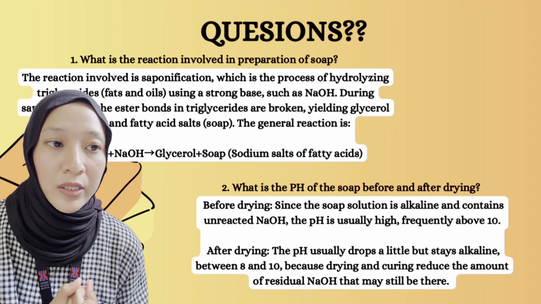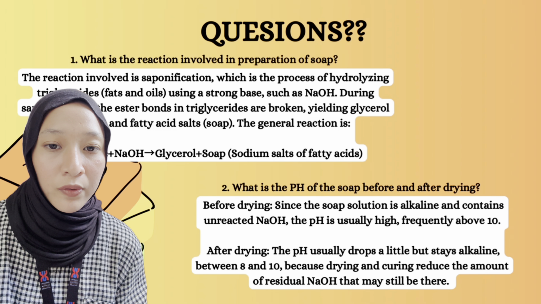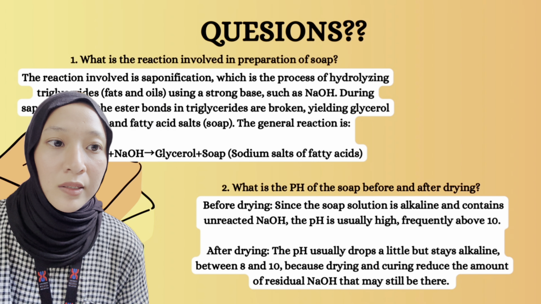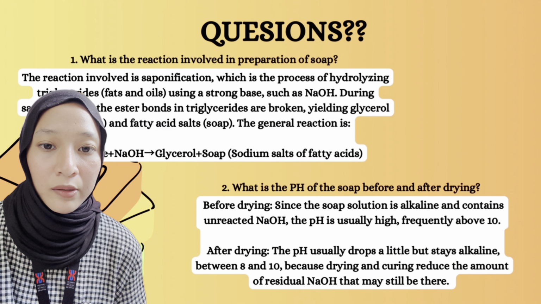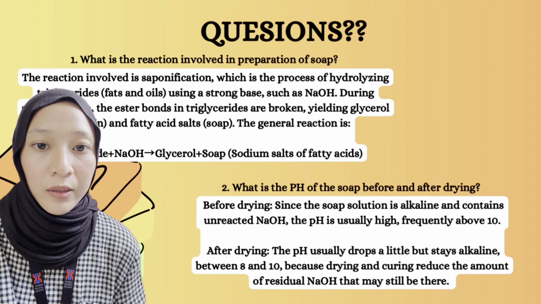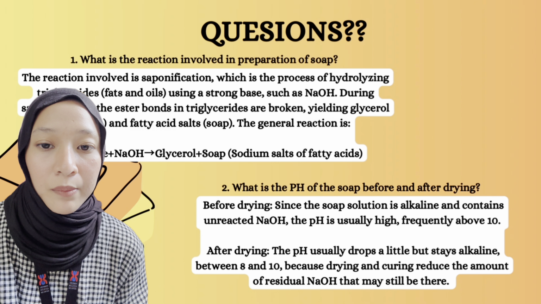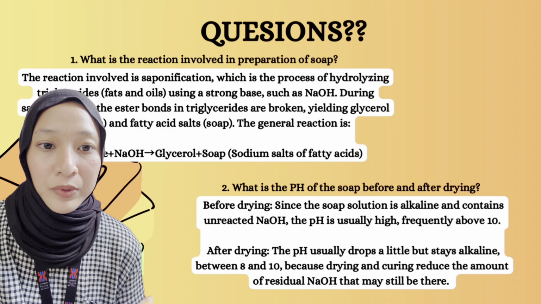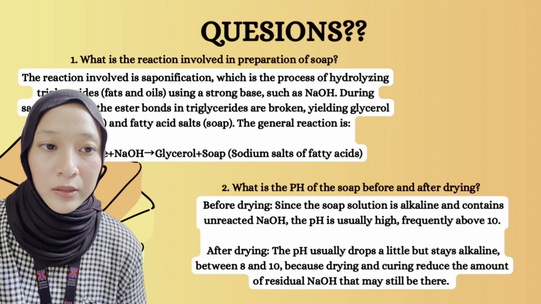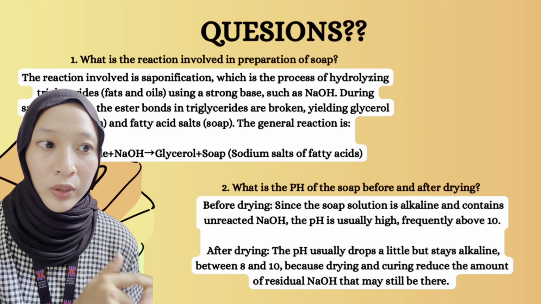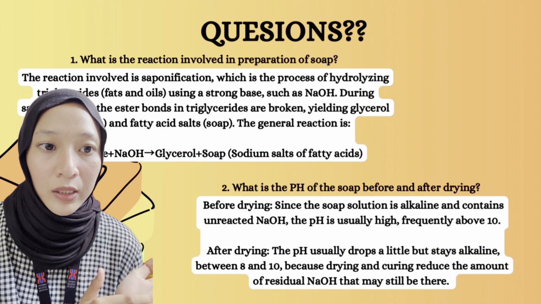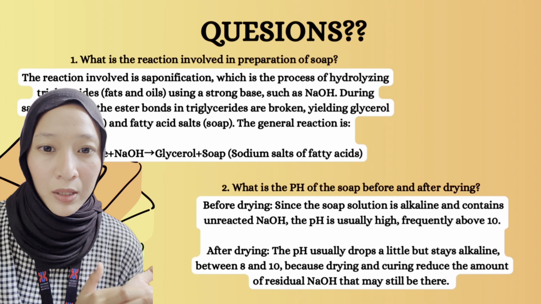The second question is, what is the pH of the soap before and after drying the soap? Before drying, since the soap solution is alkaline and contains unreacted sodium hydroxide, the pH is usually high, frequently above 10. But after drying, the pH usually drops a little bit but stays alkaline, between 8 to 10, because drying and curing reduce the amount of residual sodium hydroxide that may still be there.